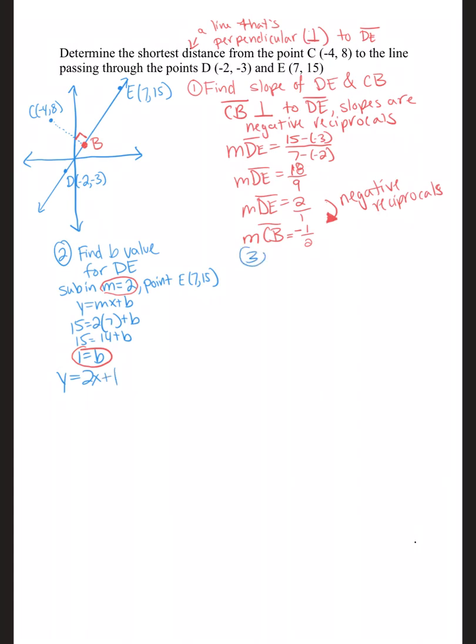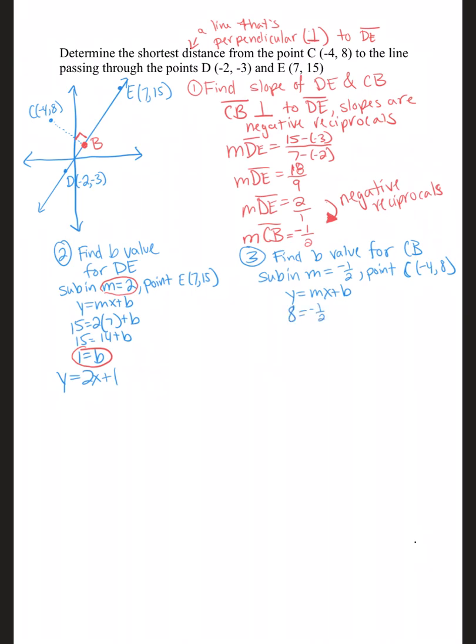Let's see if we can repeat that process and find our B value for CB, right? So again, we need to know our slope. So we'll sub in our slope, which for CB is a negative 1/2. And the point we have is point C. We don't know the other point yet, right? So our point C is a negative 4, 8. So we're going to sub those into y equals mx plus b. So in for y, I'm subbing an 8.